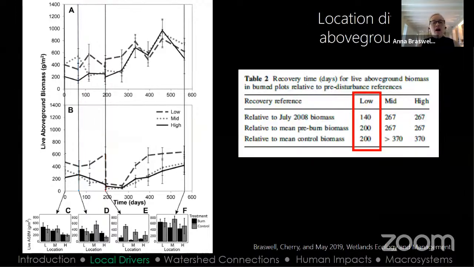And then when we look at that recovery post fire over time, we found that there were locational differences in this above ground recovery. And we found that those were across any type of comparison that we had, whether that was to the pre-summer biomass or a mean pre-burn or the control biomass. We saw that low places that had a lot of pulsing from that water coming in daily tended to recover faster than mid or the high, possibly showing that the stressors were less in those low plots.